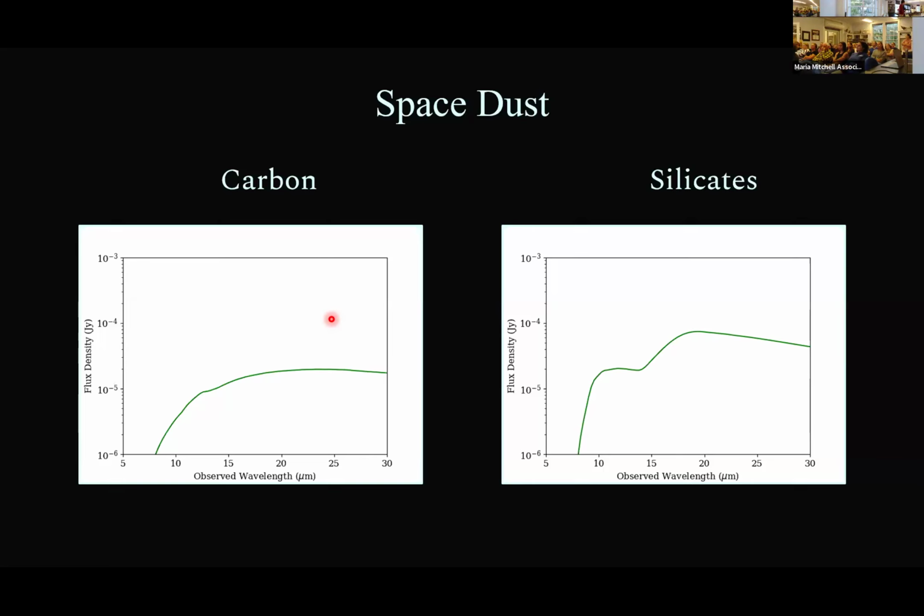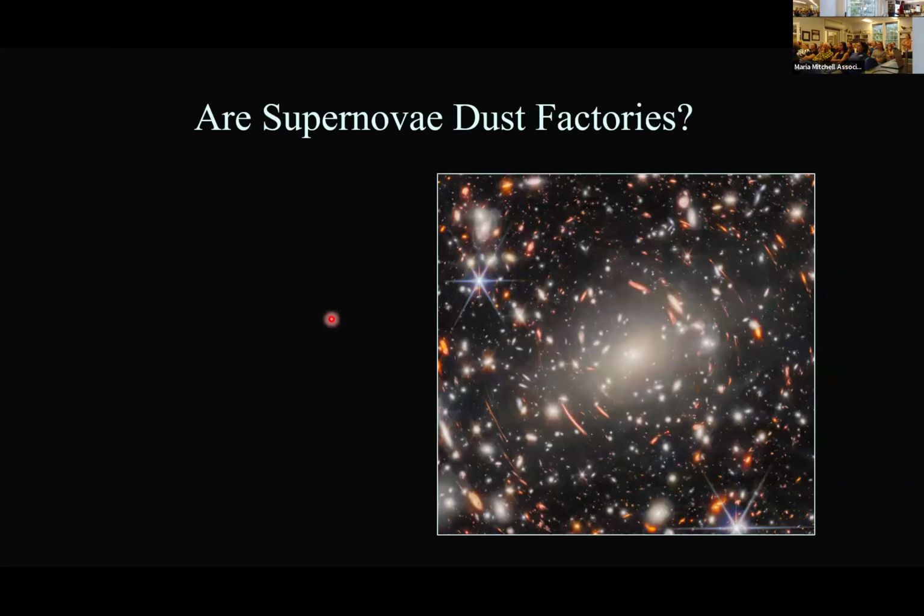Once we get models like this for any given supernova, the model will also give us an indication of how much dust the supernova has created. But why do we even care about how much dust the supernova creates in the first place?